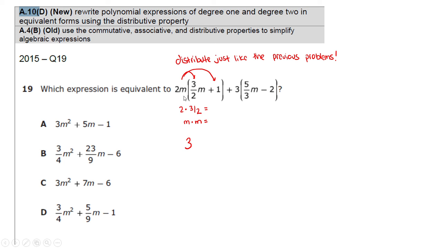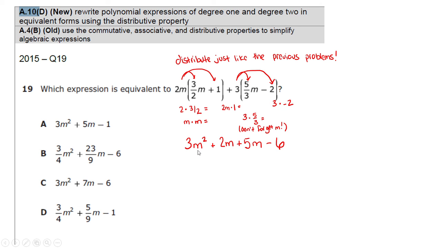Then we're going to multiply n times m. This is what's new in this question. N times m is going to become m squared. Then we're going to multiply 2m times positive 1. So we're only multiplying 2 times 1 and bringing down the m to be 2m. That's the first parentheses. Moving on to the second parentheses, we're doing 3 times 5/3. 3 times 5/3 is going to become 5m because we're not going to forget about the m. And then 3 times negative 2 comes out to be negative 6.